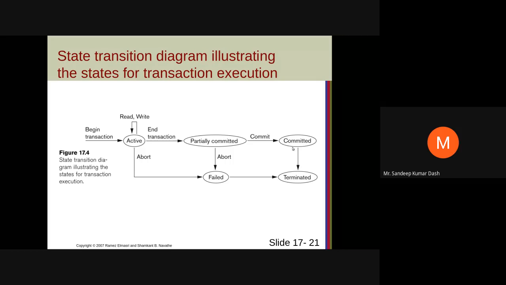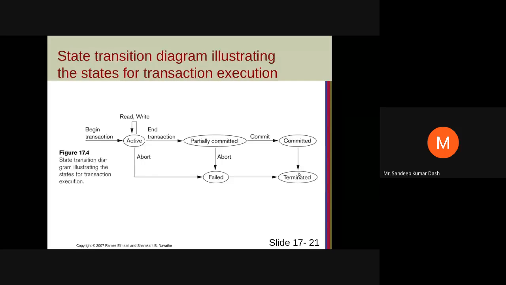Similarly, from committed, it comes to the terminated state. When you are reading or writing any data items inside a transaction, it is still in the active state. So there are five different states: active, partially committed, committed, failed, and terminated. Unless you reach the end, the transaction is still very much alive. So keep this diagram in mind.